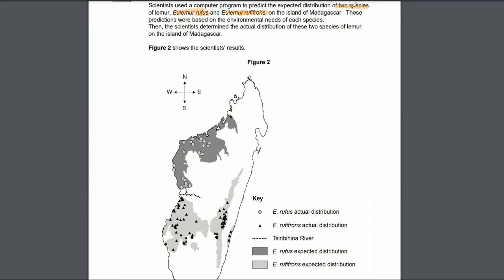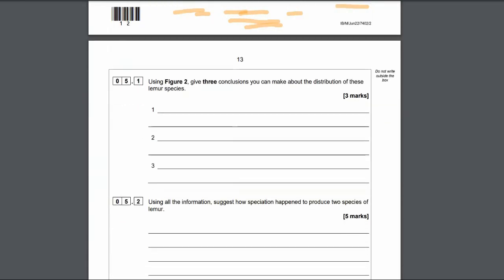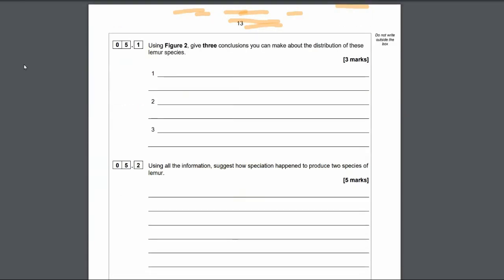So they used some sort of program to predict, based on the environmental needs of what these lemur species would need. They made a prediction about the distribution. And the actual distribution is shown with the little circles and the little black triangles. The actual distribution of E. rufus with the circles and the actual distribution of E. rufrions with the black triangles. And then you've got a river separating them. And then we have the expected distribution, what they expected, in the shaded areas for each.